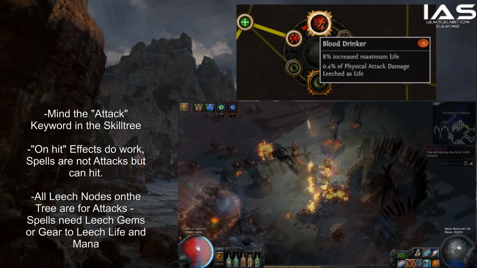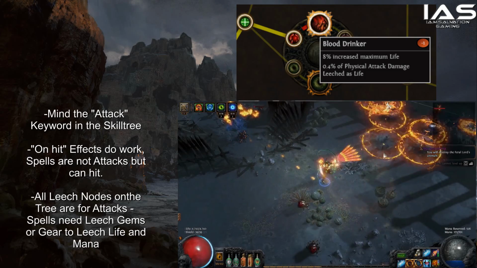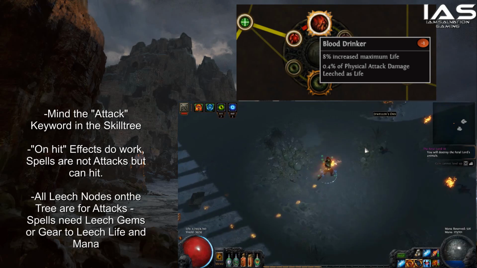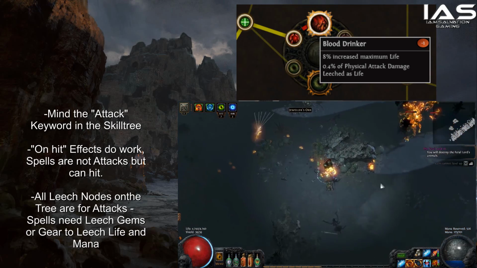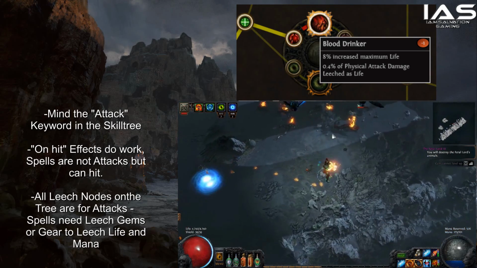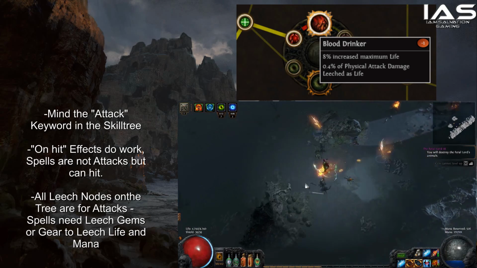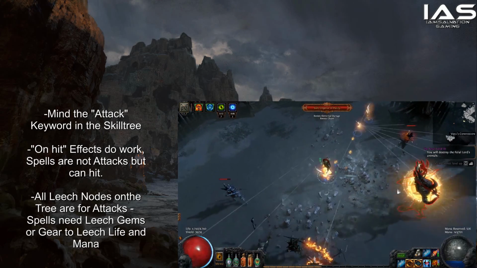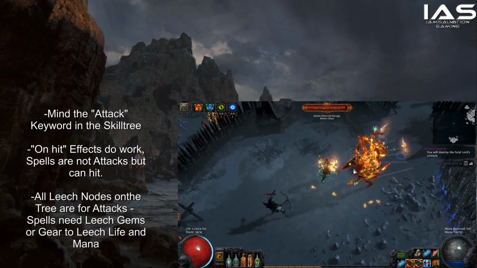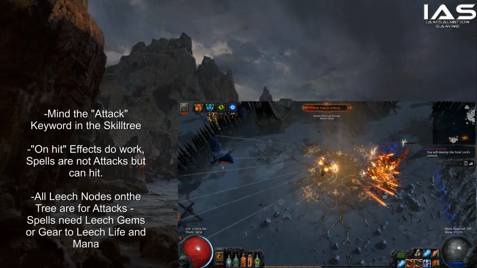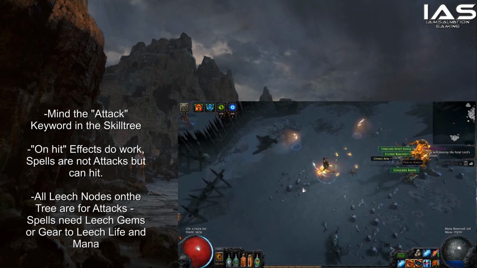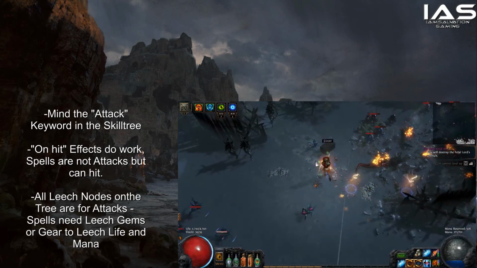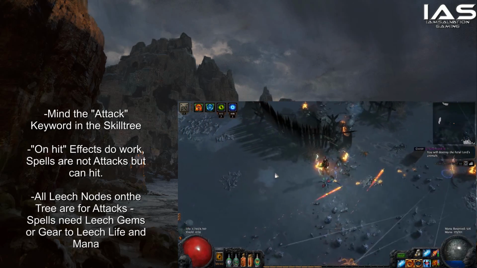In the skill tree there are also some nodes that work only with attacks, mainly the leech nodes on the tree. There is not a single spell leech node on the tree, they are all attack leech, so that's important. If a spellcaster wants life leech, he has to use a life leech gem or some specific unique items. All the leech nodes on the tree are only for attacks. That goes for mana leech nodes and life leech nodes.